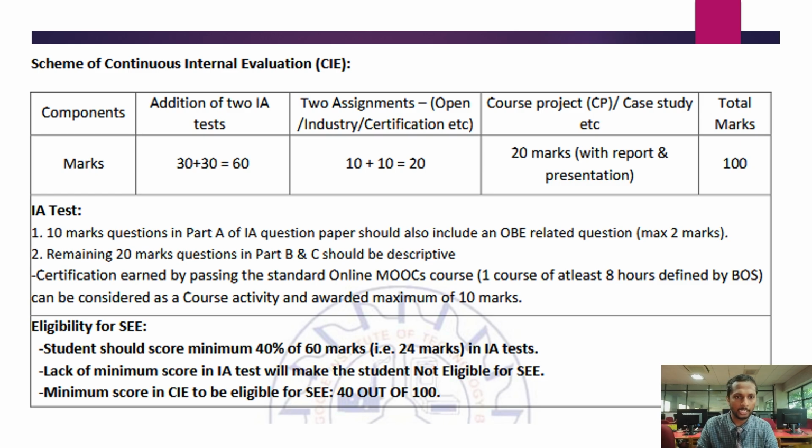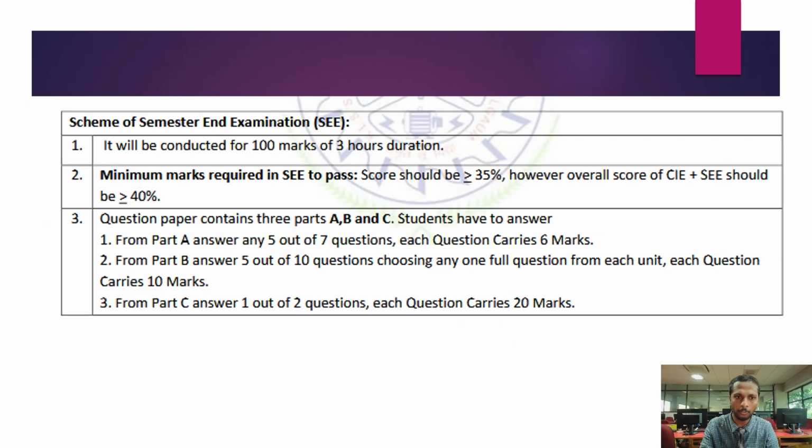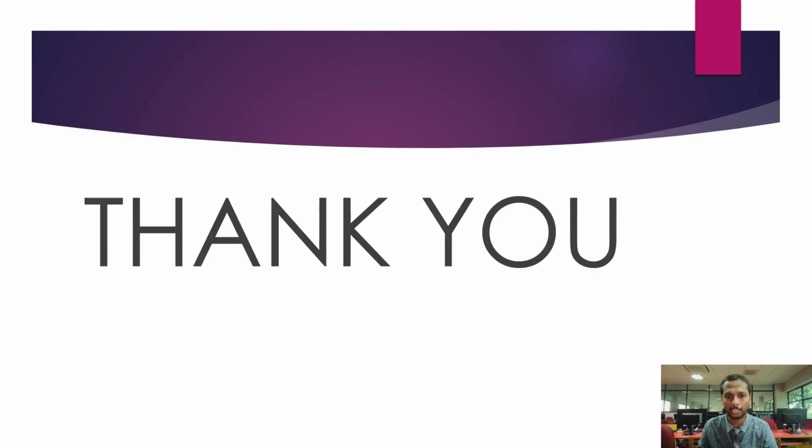And so in IA you have to score out of 60, you have to score 24 marks, and in total, out of 100, you have to score 40 marks. Yeah, thank you. So if you have any doubts, you can contact me. All right, yeah, thank you.